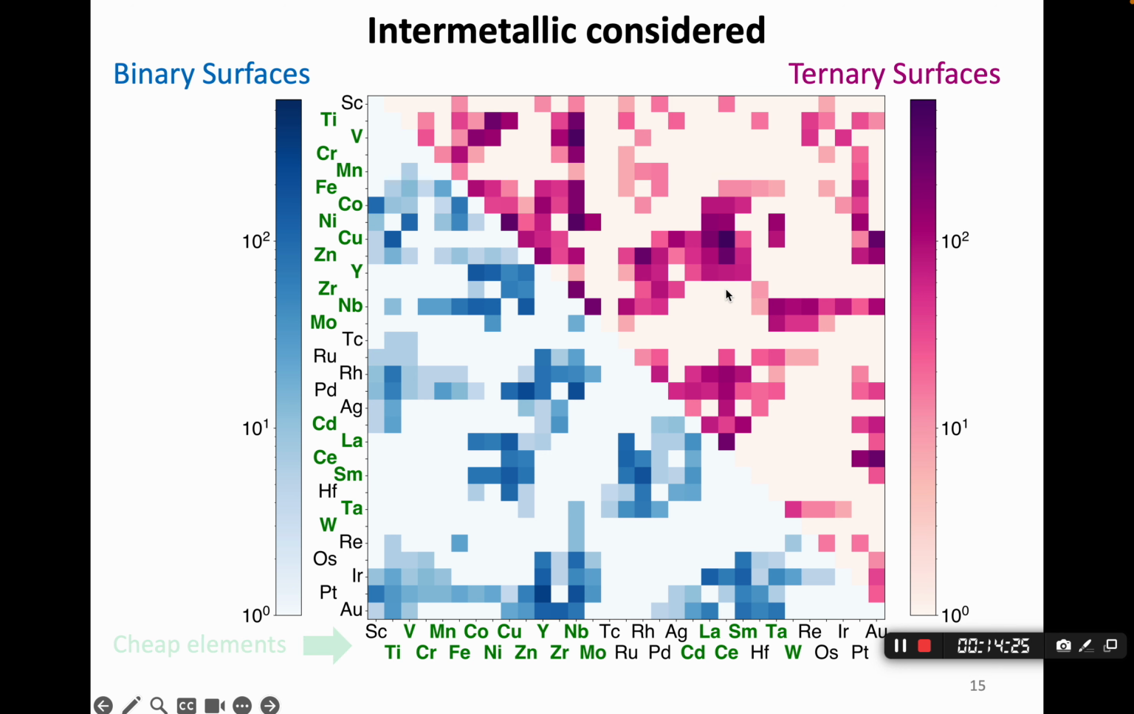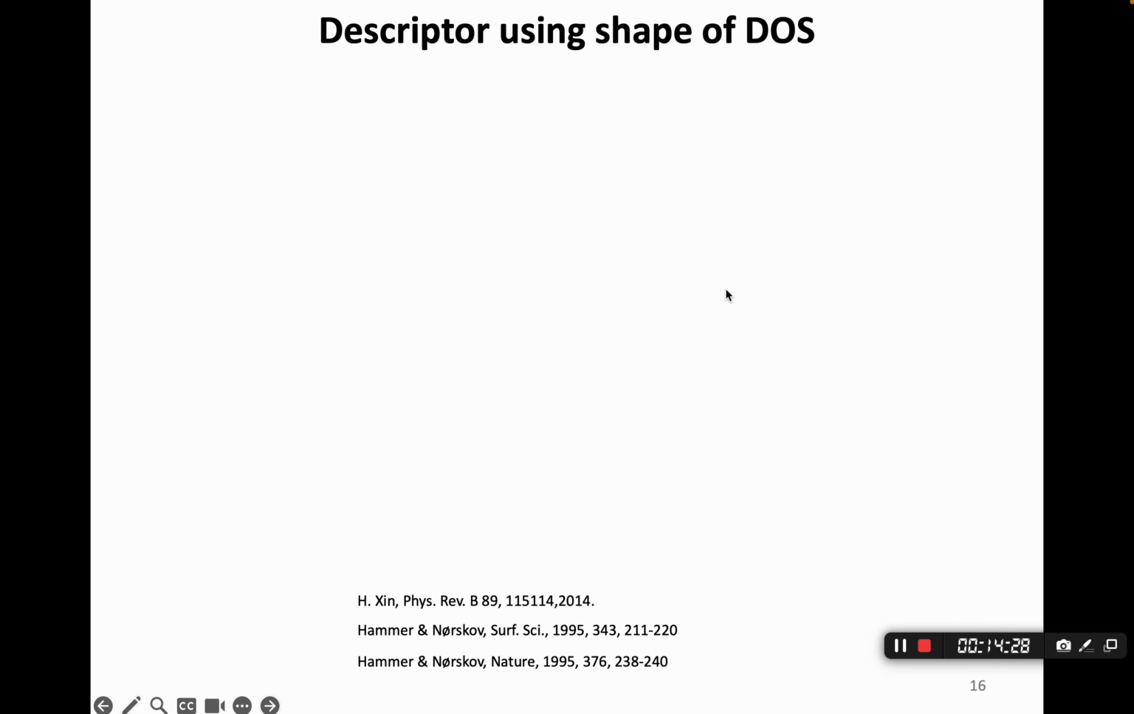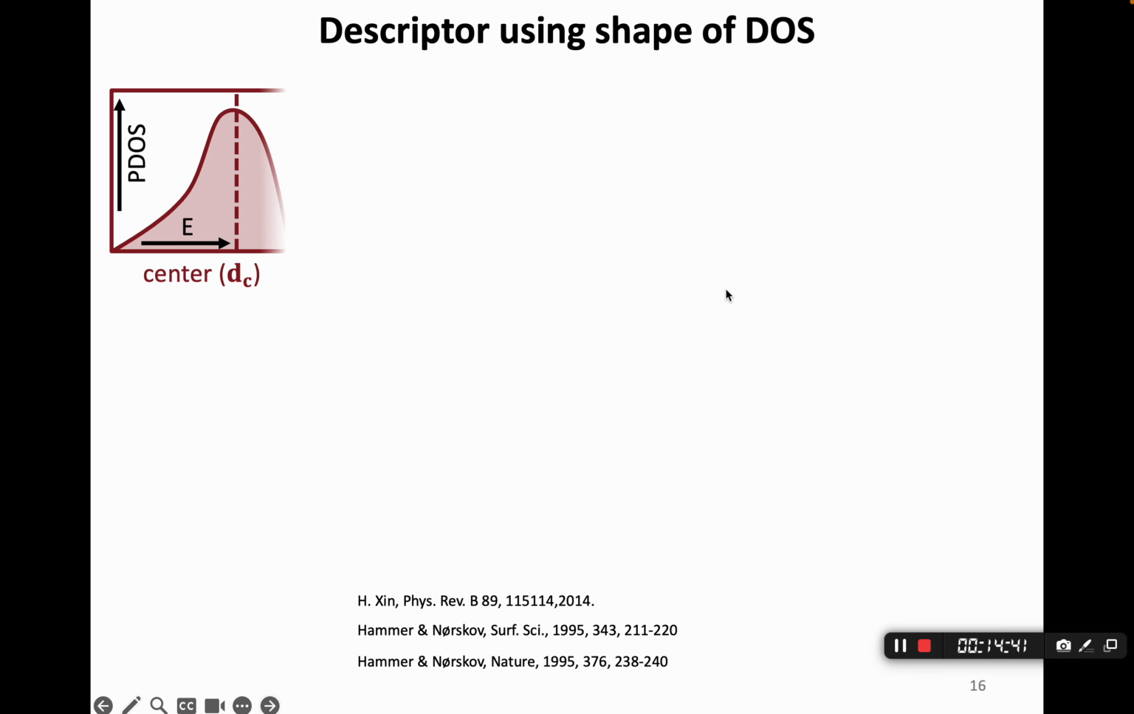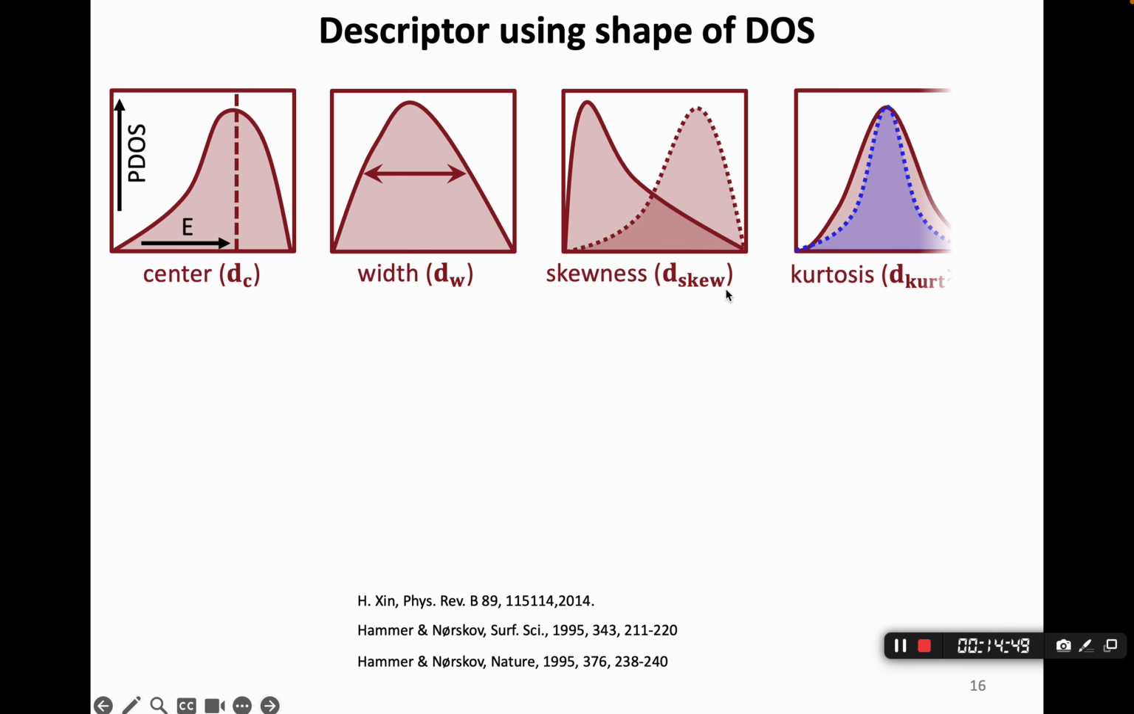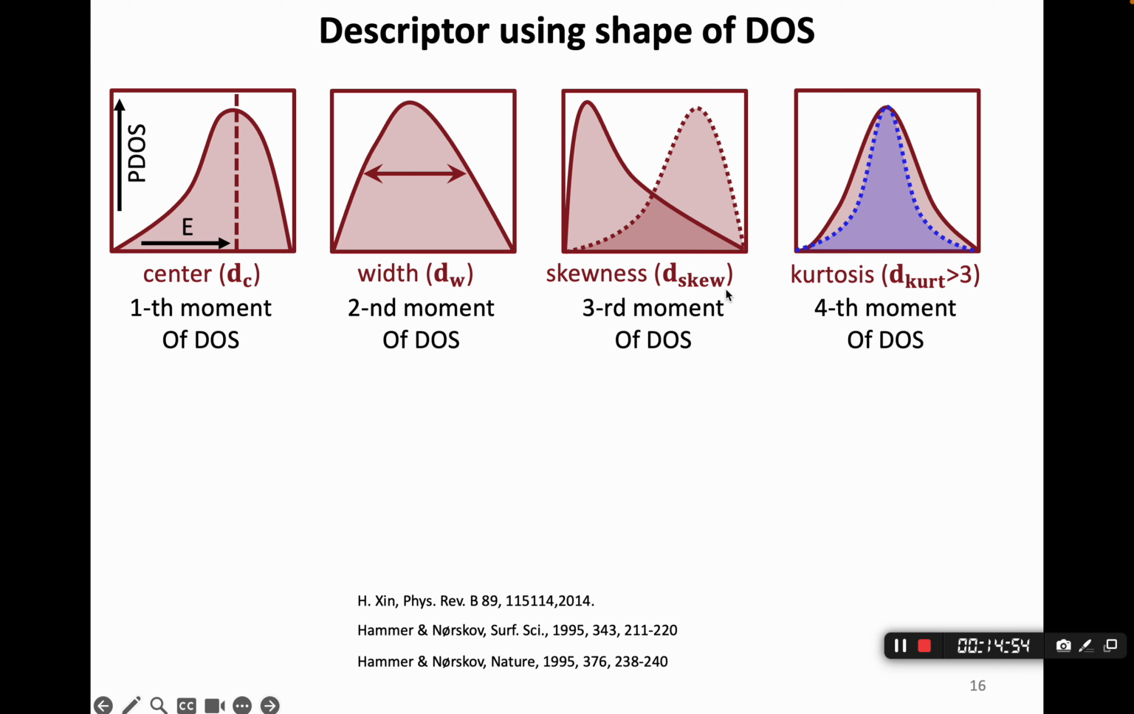In addition to that, we started to use and develop some descriptors to describe the density of states, and hopefully we can look for some good catalysts for either HER or ORR. We want to bring out some of the useful descriptors that people use. People use things like the d-band center, d-band width, and the skewness of the d-band, the kurtosis of the d-band. This is pretty much the nth moment of the density of states.